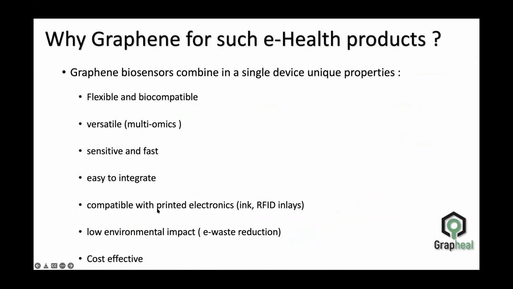So why is graphene indeed useful for this electronic health product? Graphene biosensors combine in a single device unique properties. They are flexible and biocompatible. They are actually transparent, you can see through. They are versatile, they are sensitive and fast, easy to integrate, and compatible with printed electronics without the need for a clean room to make them work. So you can make them for a few euros. And they have a low environmental impact because we really want to reduce the number of components. It's a system which is rather simple to biodegrade, and there is only one chip, a system on chip, for probing them. So it's quite cost effective as well.